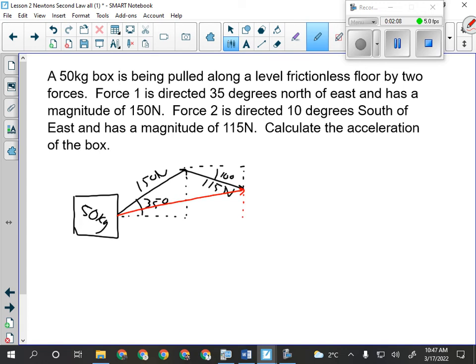It's going to be mostly east and a little bit north. So that's going to be theta, this will be x, this will be y, and this will be F net. We'll call this x2, y2, this will be x1, and this will be y1 here.